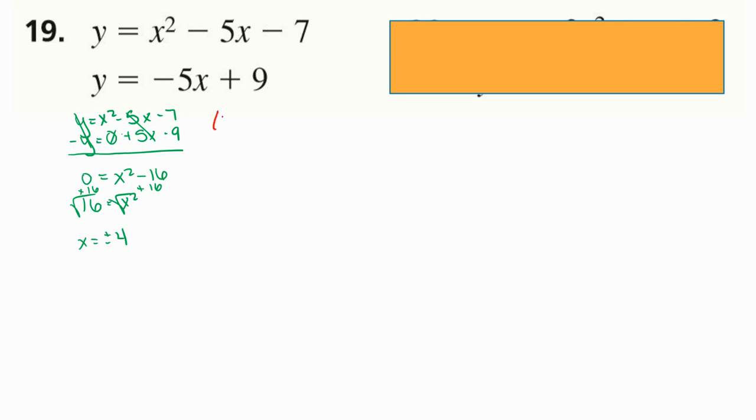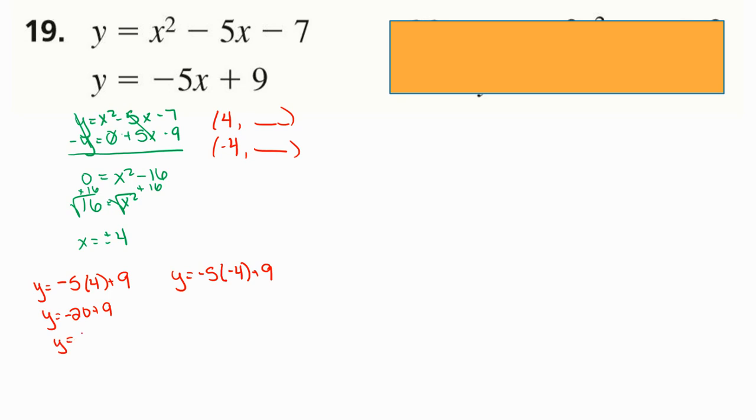So right now, our positive x. Note we have x is 4, and we also have x as negative 4, and we have to find our y values. So y equals negative 5 times 4 plus 9, and y equals negative 5 times negative 4 plus 9. So negative 5 times 4 is negative 20, plus 9, which means y is negative 11. Y equals a positive 20 plus 9, which means y is 29. So we have 29 and we have negative 11.